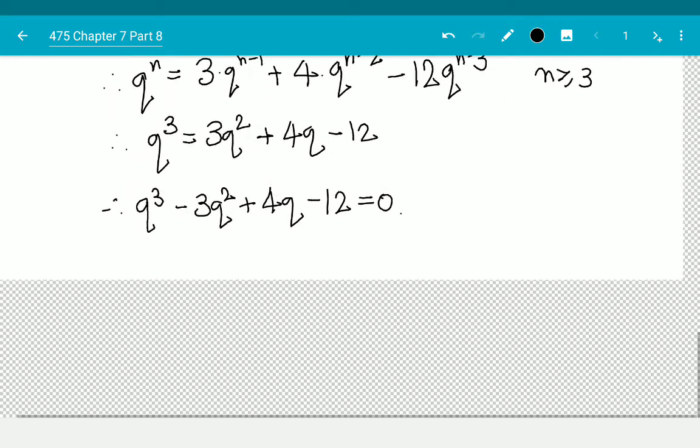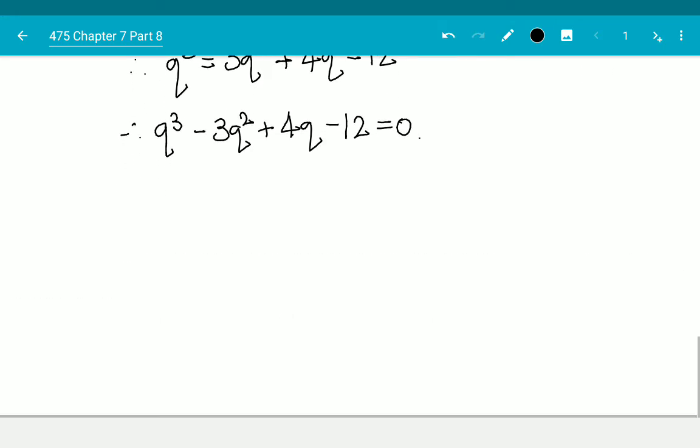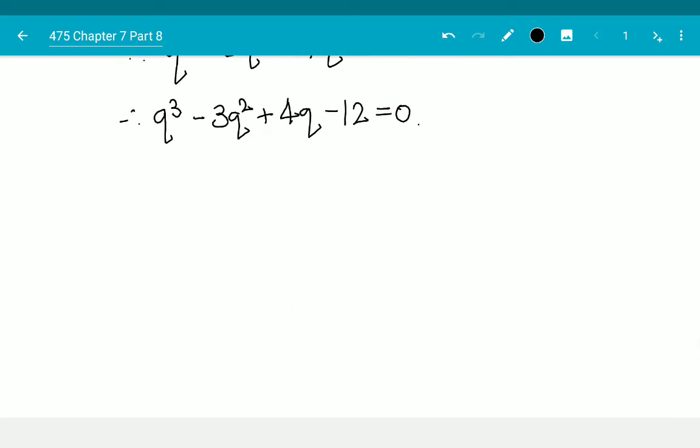Now this is a cubic polynomial. When we did for Fibonacci sequence, it was a nice quadratic polynomial. Here, life isn't as good, right? We are getting a cubic polynomial. So let us try to figure out the solutions for this. 1 is not a solution because 1 minus 3 plus 4 would be 2, minus 12 is not 0. Is 2 a solution? 2 cubed is 8, minus 3 2s are 12, plus 4 2s are 8, minus 12.